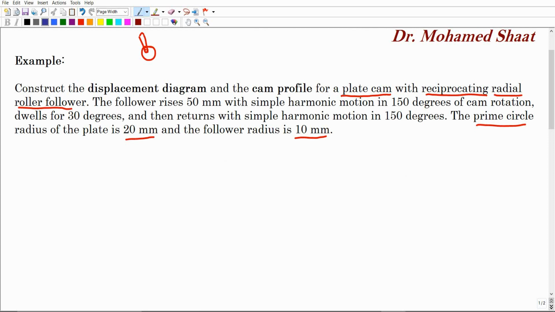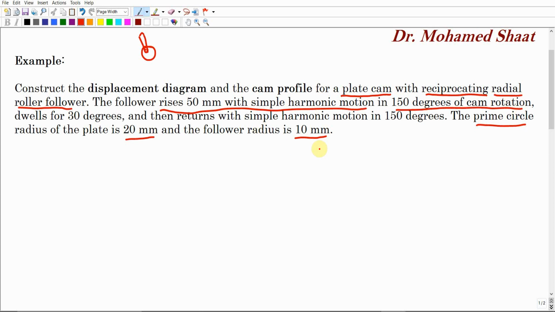You can put this plan either graphically, or you can just take some notes. So for example, initially it tells us that the follower is going to rise for 50 millimeters with a simple harmonic motion. So this is the first type of motion. This is the rise period, in 150 degrees of the cam rotation, which is going to be theta.